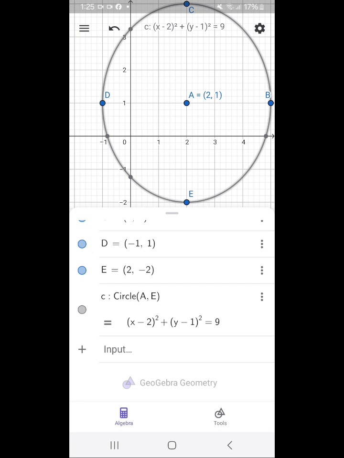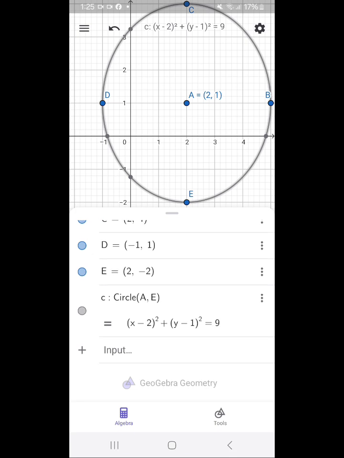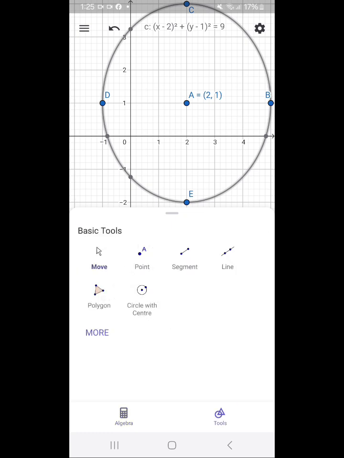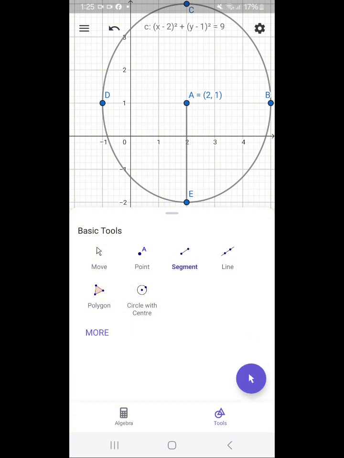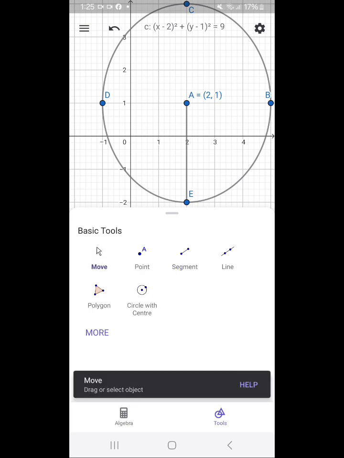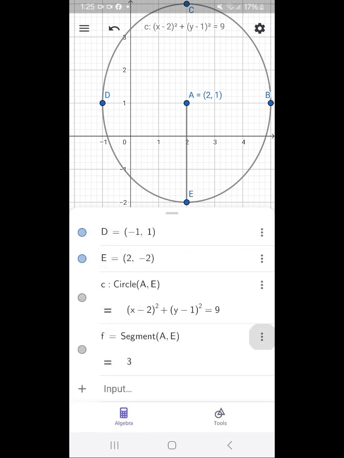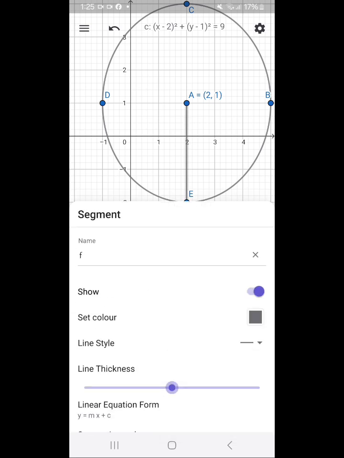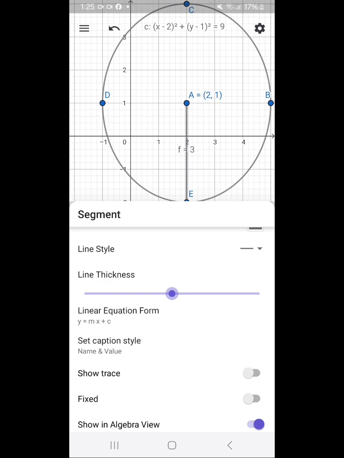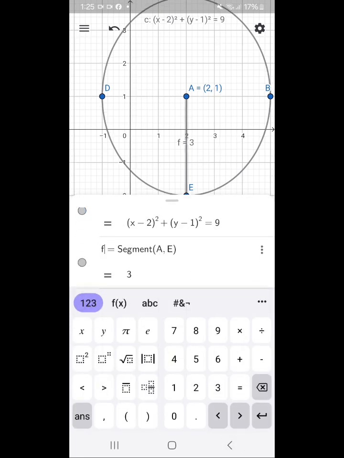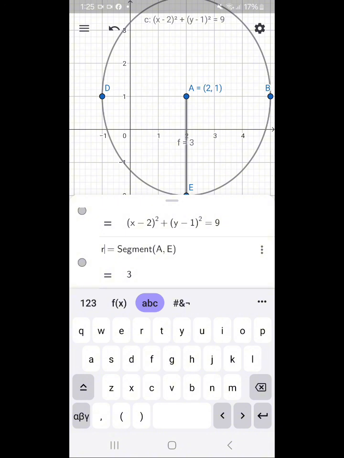Lastly, we connect the distance from the center to any point of the circle. We choose any one point, then connect it. That is our radius. Let us look at the algebra view. Is it 3? Yes, it is 3. We get the name and value, so F, and we rename F to R.